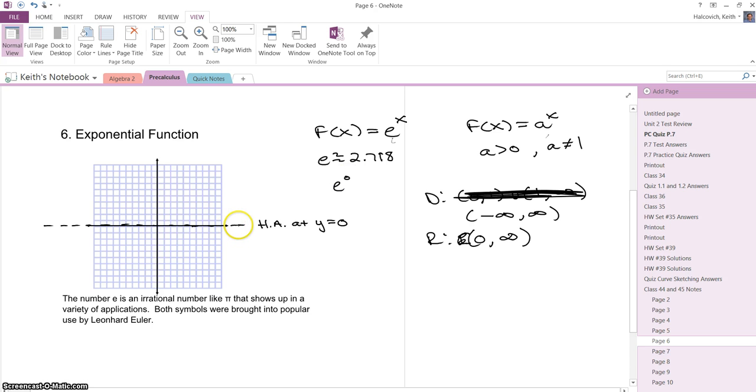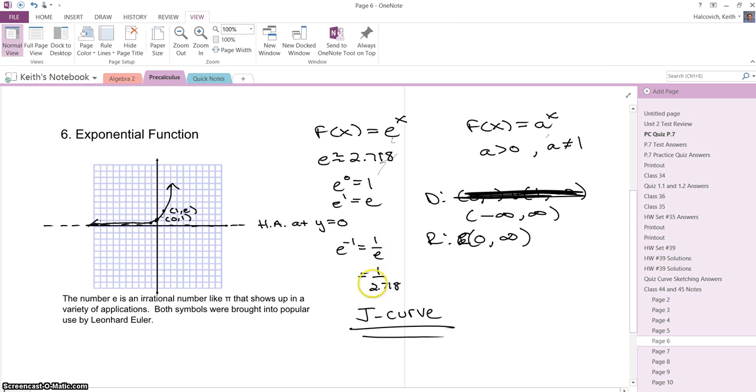When you put e to the 0, it's equal to 1. So 0, 1 is a point. E to the first would just be e, which is approximately 2.718. If you put e to the negative 1, that's like 1 over e. So it's 1 over 2.718. So it's almost like 1/2. So notice this graph is going to look like this. It's going to get a J shape. It's a J curve.